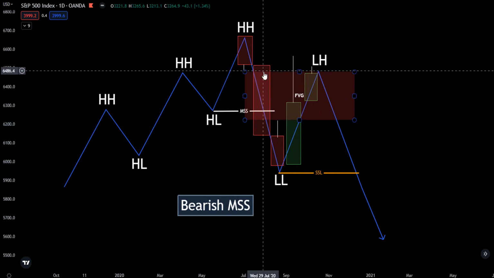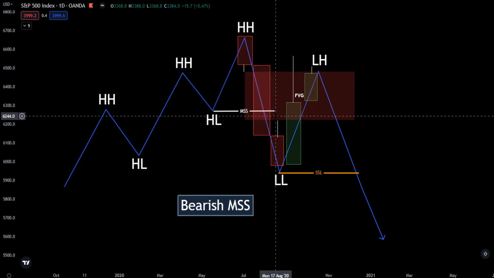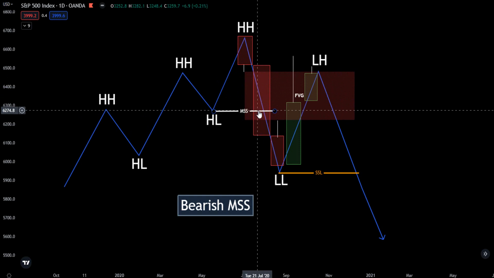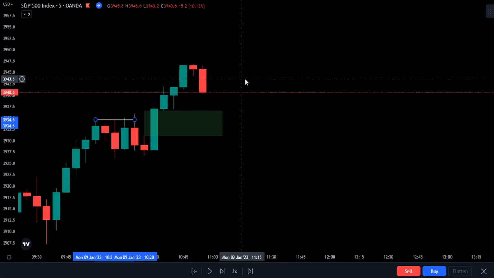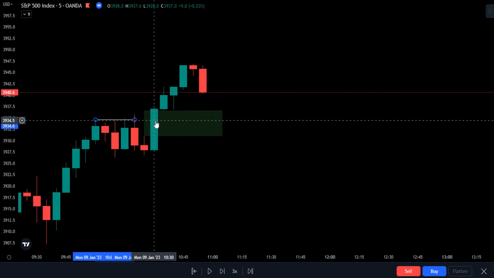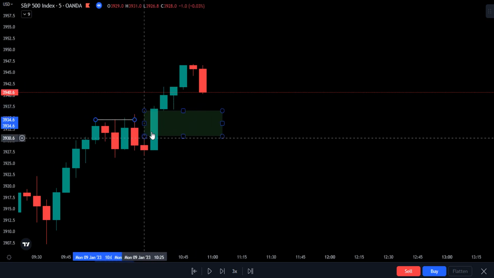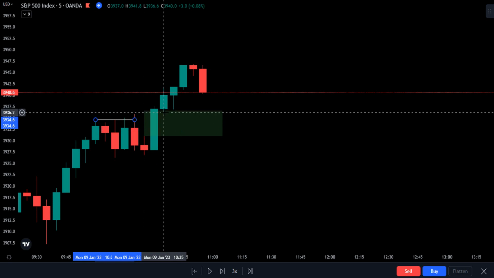Remember, you want displacement to occur and create a fair value gap when you're doing market structure shifts. That is the key component in this. So now that you know about fair value gaps and liquidity, but also market structure, we can start incorporating it into our trading. So I chose out January 9th. We have a relative equal high sitting here. Those got taken. We have a fair value gap that was created here.